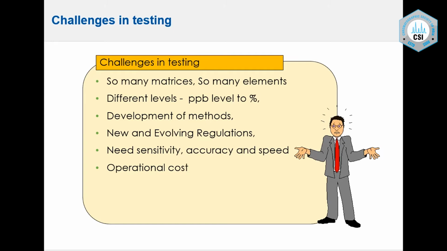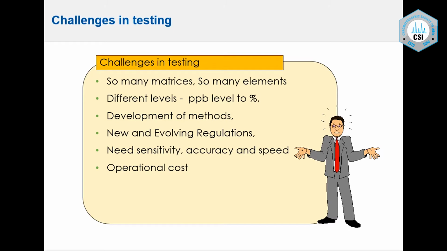Nowadays, new and evolving regulations are coming. With this, the limits mentioned for toxic metals are more stringent. So we need to select the technology which gives better detection limit as per the regulation. We need sensitivity, accuracy, and speed of analysis. Along with all these things, you also consider the operation cost.